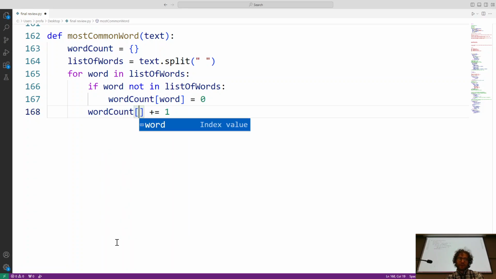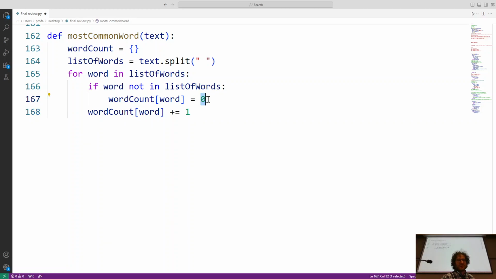Word count of that word plus equals 1. So whether or not it's in there already, I'm going to be adding 1. That's always the action I'm going to be performing, whether or not it's in there. It's going to be incrementing it by, either set it to 1 or increment it by 1. So I could just as easily start at 0 and increment it by 1.